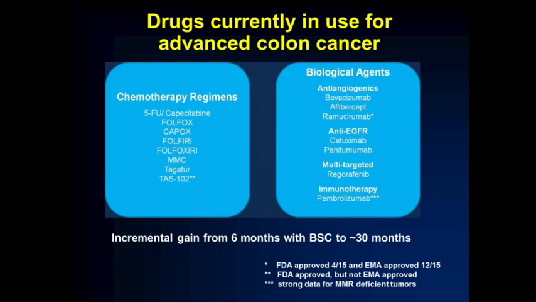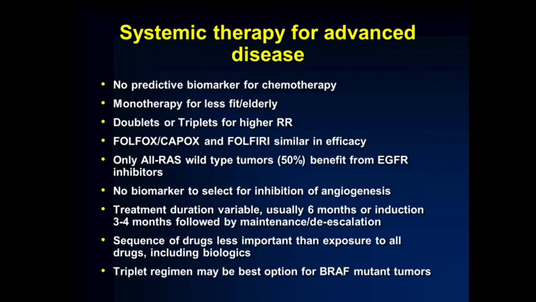But generally speaking, with systemic therapy, there have been incremental gains from 6 months with best supportive care to over 30 months now with combination chemotherapy. General rules of advanced disease: there's no predictive biomarker for chemotherapy. Monotherapy with 5-FU or single-agent therapy might be an option for the less fit or elderly patients. Doublets or triplets result in higher response rates.